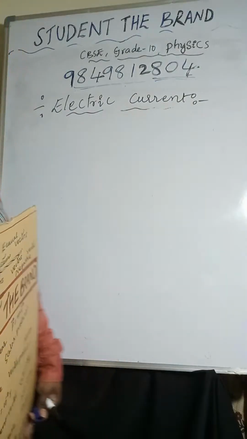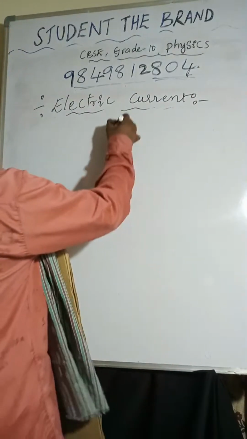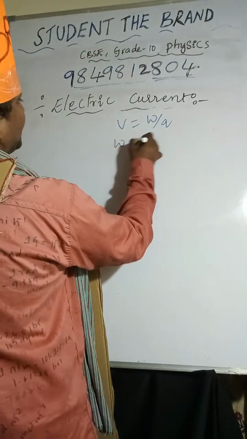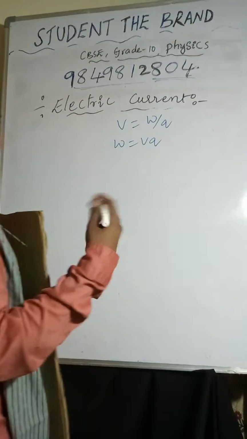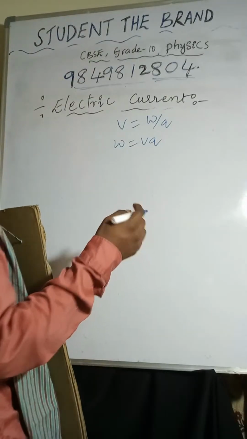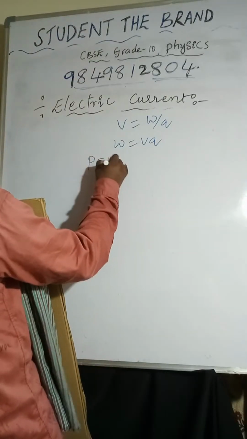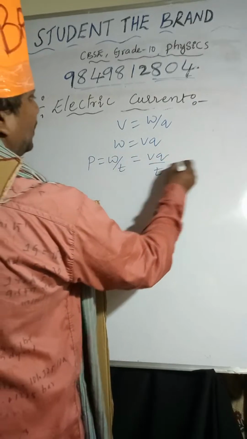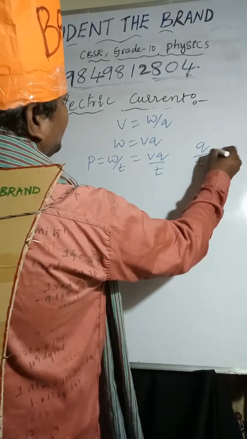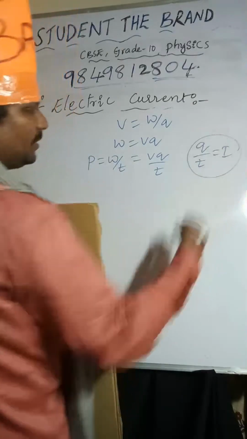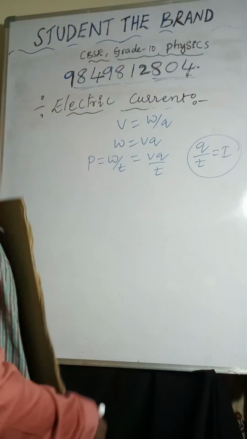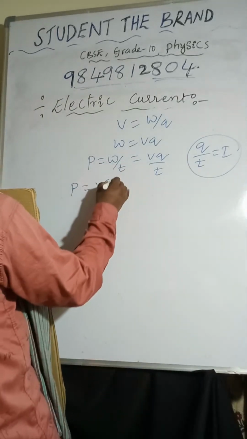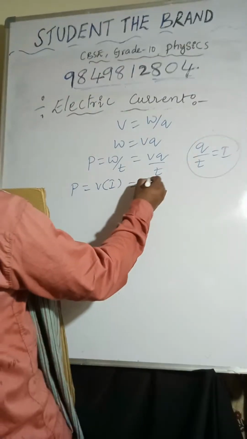Now, we can take here V equal to W by Q. So W equal to V into Q. Rate of doing work is called power. So P equal to W by T, so VQ by T. We know Q by T is current. So now P equal to V into I, that is nothing but VI.